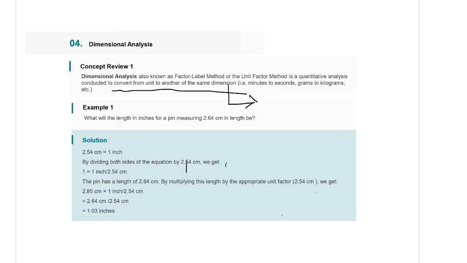Okay, so the first example is: what would be the length in inches for a pin that measures 2.64 centimeters in length? All right, so from here, we want to convert centimeters to inches. First of all, we need to know the conversion factors, because we have to know for 1 inch what the centimeters are, or for 1 centimeter what the inches are. This is always given. So 1 inch equals 2.54 centimeters.